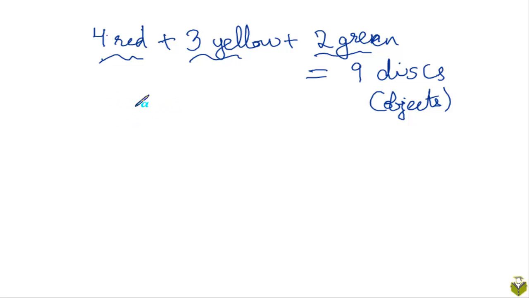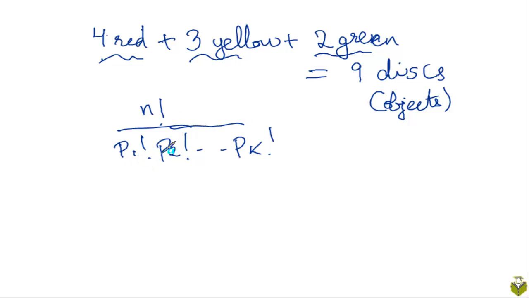So what is the formula which we have? We have the formula n factorial divided by p1 factorial, p2 factorial, and pk factorial, where p1 objects are of one kind, p2 of second kind, and pk of the kth kind. So how many objects are there which are repeated or non-distinct? There are 3 different kinds, right? So we'll have p1, p2, and p3. So if we have p1 corresponding to red, you have p1 equal to 4, p2 equal to 3 if it corresponds to yellow, and p3 equal to 2, right?